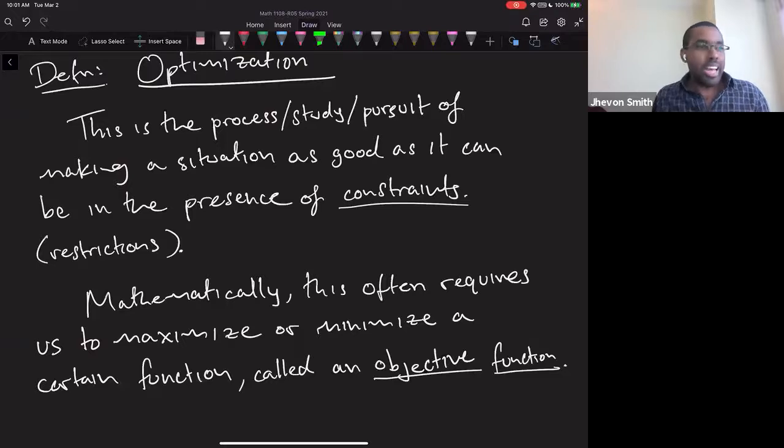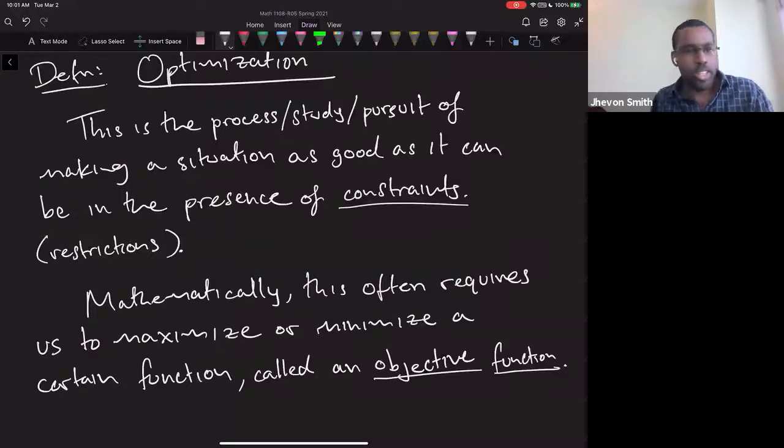A lot of times when you think, I want to make something as good as it can be, it turns out you can phrase that as, I want to make something as big as possible or as small as possible. And if I can track that thing with a function, I really want the output of that function to be as big as possible, which means to maximize it, or as small as possible, which means to minimize it.